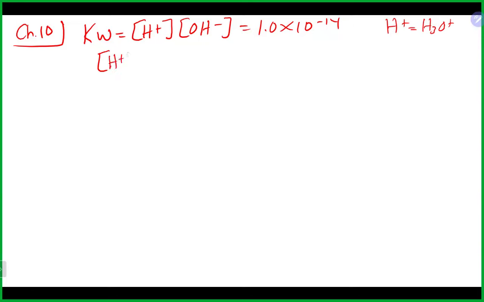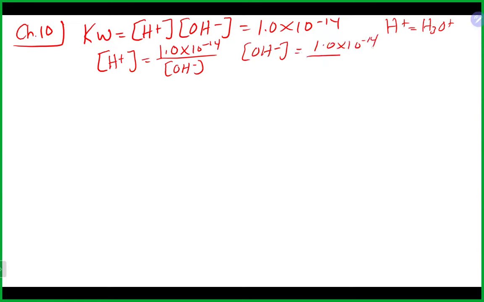You're basically just going to take the Kw value, which is 1 times 10 to the minus 14, and divide it by the other concentration. And again, obviously, if you're doing OH minus, exact same calculation. So one of the nice things about these calculations in this chapter is they are kind of like the same calculation for different things, but you basically do the exact same calculation.